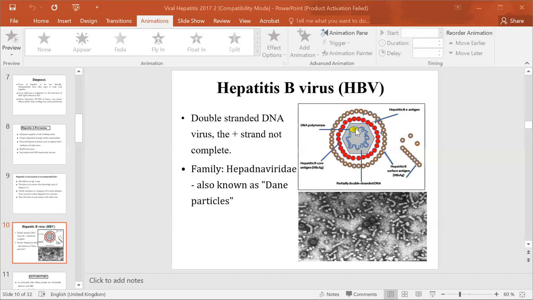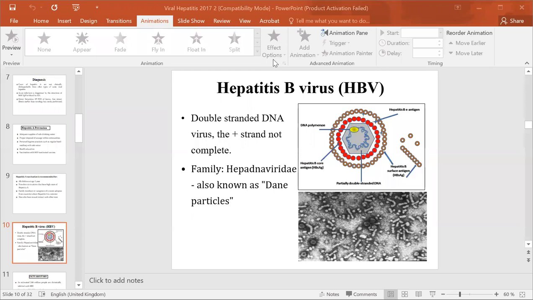If you take a look at this, are you seeing my cursor? Are you able to see my cursor? Yes. So what can you tell me about the DNA of this virus? I want to see it on the chat. So I'm talking about the DNA of the virus, the genetic material. Somebody says it's partially incomplete, not complete strand. Yes, correct. So that is true.